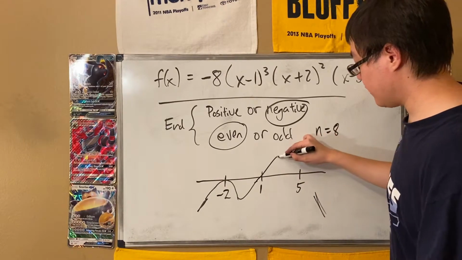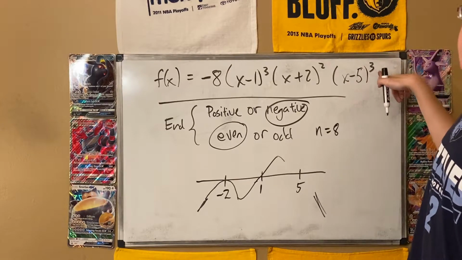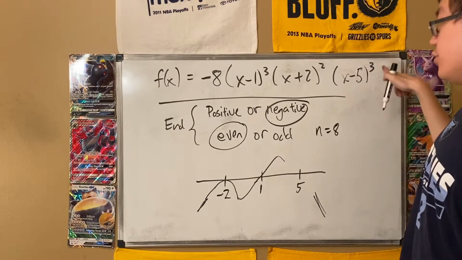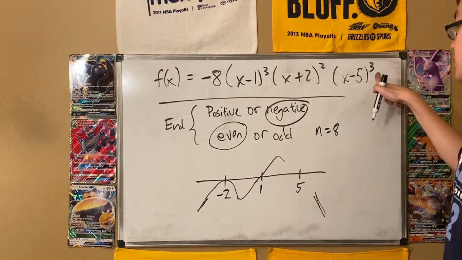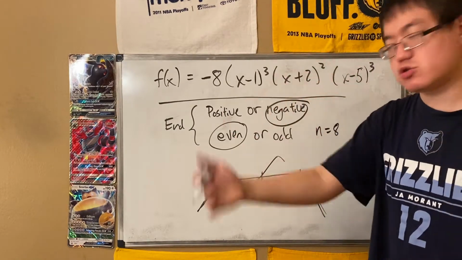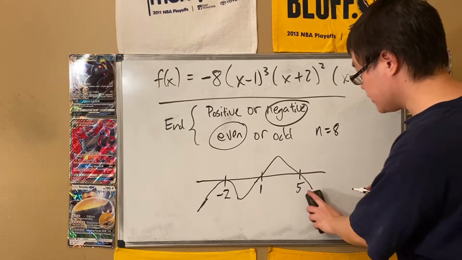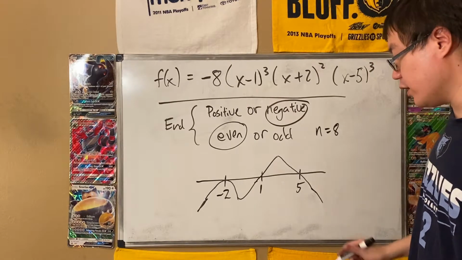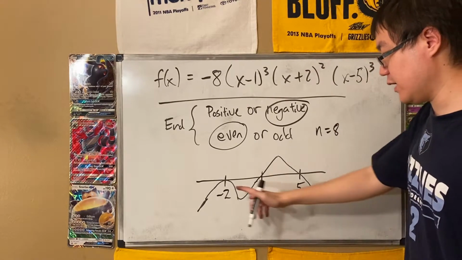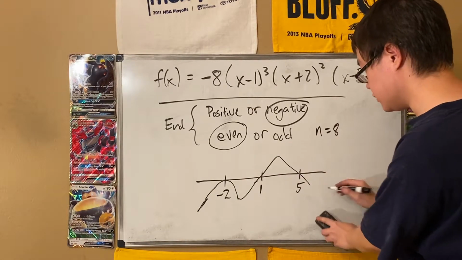Finally, I am going towards this number 5. As I approach the number 5, it's odd, and not the 5, but it's the 3 that counts, the multiplicity of the factor. So because this is a 3, that means it's odd. It will go straight through this zero right here. And notice, just a very lovely thing, it ends up where I want it to end up. I wanted it to look like an upside down parabola. And notice it does look like an upside down parabola towards the ends.